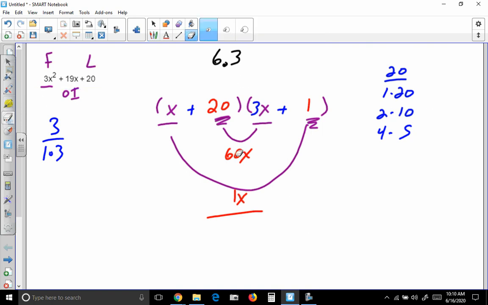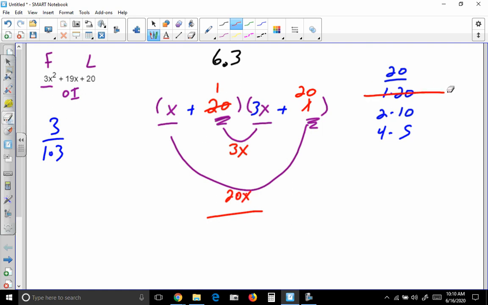So that doesn't work. But keep in mind, too, that having a 20 here and a 1 here is different than having a 1 here and a 20 here, because 1 originally was with a 3x, now 1 is with a 1x. So that might affect it. So if we do the inner product, 3x times 1 is 3x, and the outer product is 20x. Well, that still doesn't make the 19 we need, so we can check off the 1 and the 20.